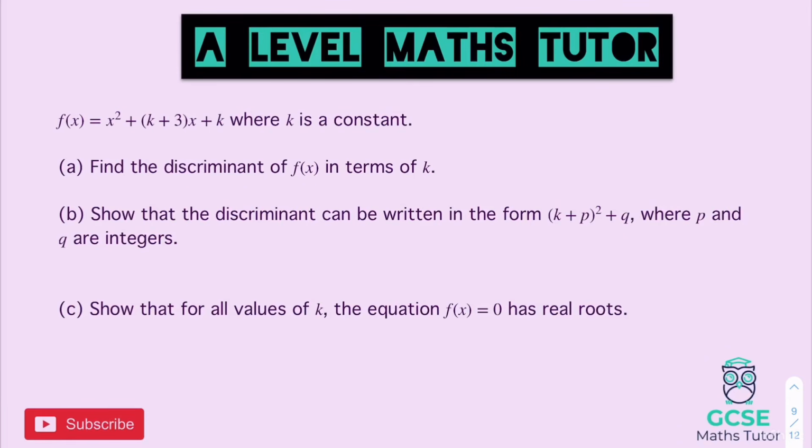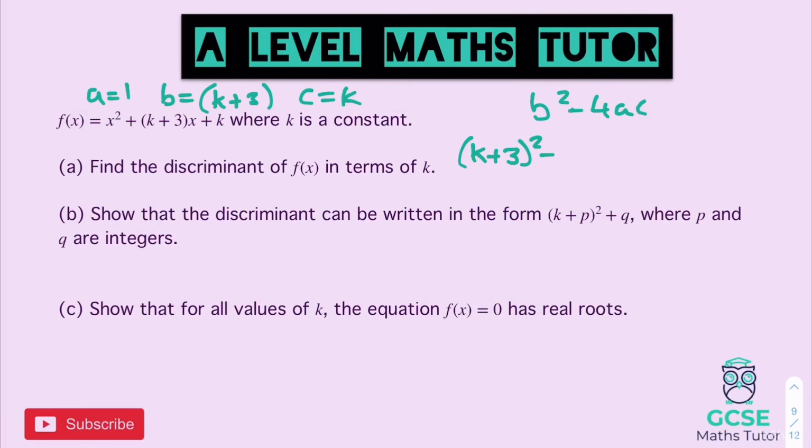Okay, so for the first thing here, we're going to find the discriminant. So we have a equals 1, b is equal to k plus 3, and c is equal to that k at the end there. So if we put this in terms of k for the discriminant, remember it's b squared minus 4ac. So that's k plus 3 for b, so we have (k plus 3) squared, and minus 4 times 1 times k, so that's minus 4k, and that is my discriminant in terms of k. Let's just highlight that.